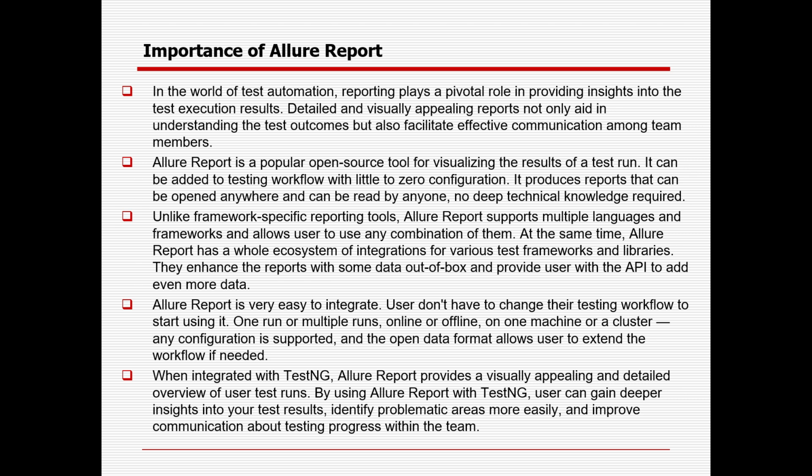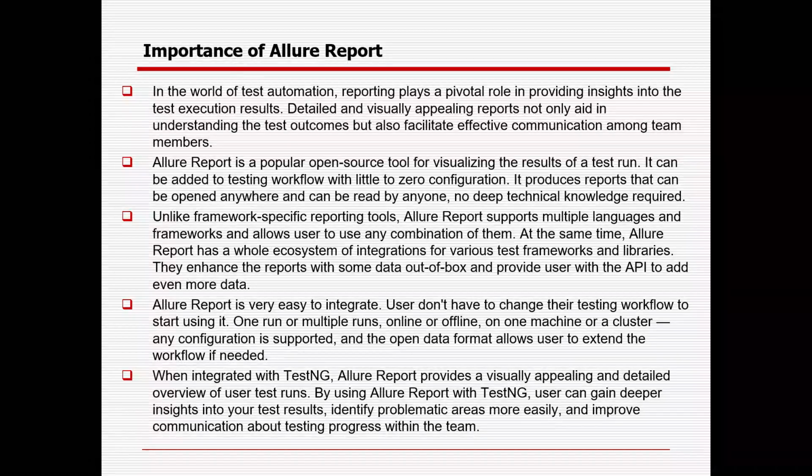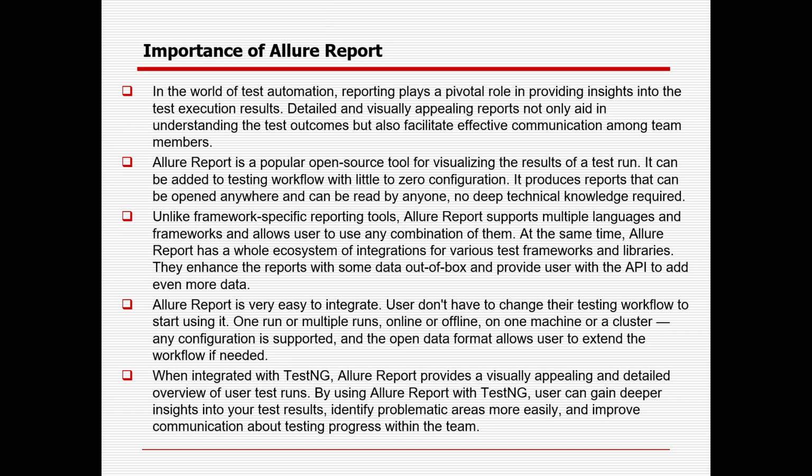Unlike framework specific reporting tools, Allure reports support multiple languages and frameworks and allow users to use any combination of them. At the same time, Allure report has a whole ecosystem of integrations for various test frameworks and libraries. They enhance the report with some data out of the box and provide users with the API to add even more data. Allure report is very easy to integrate. Users do not have to change their testing workflow to start using it. One run or multiple runs, online or offline, on one machine or a cluster, any configuration is supported. And the open data format allows users to extend the workflow if needed.